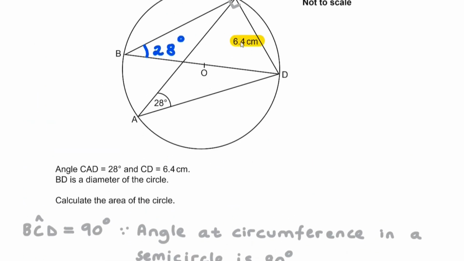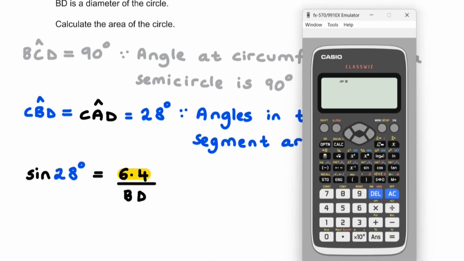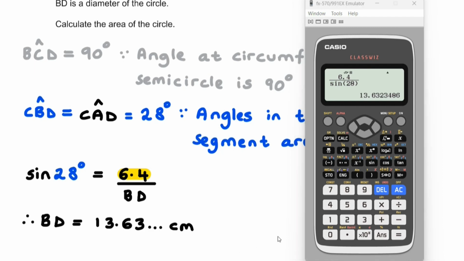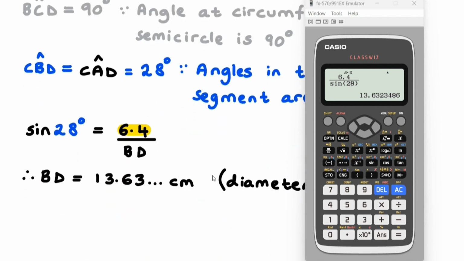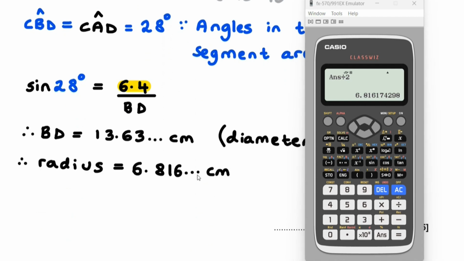So with our opposite being 6.4 centimeters, sine 28 is equal to 6.4 divided by BD. So if I rearrange for BD, BD is equal to 6.4 divided by the sine of 28. And if I work this out, I get 13.63, etc. So now that's what the diameter is, so I need to find the radius by dividing by 2. So the radius is 6.816, etc.